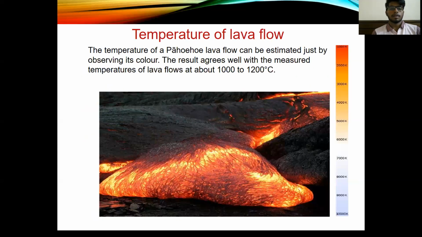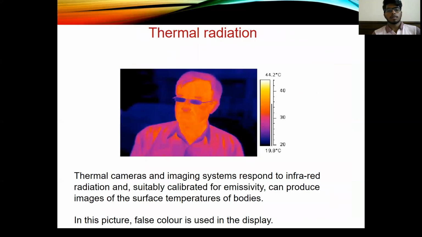Temperature of lava flow. The temperature of a lava flow can be estimated just by observing its color. The result agrees well with the measured temperature of lava flow at about 1000 to 1200 degrees centigrade.